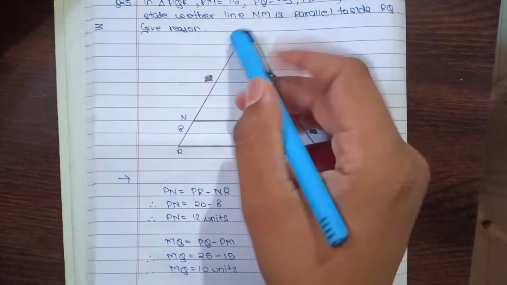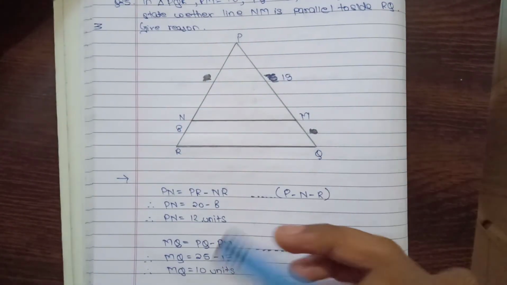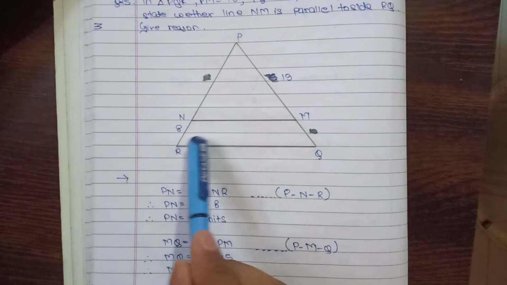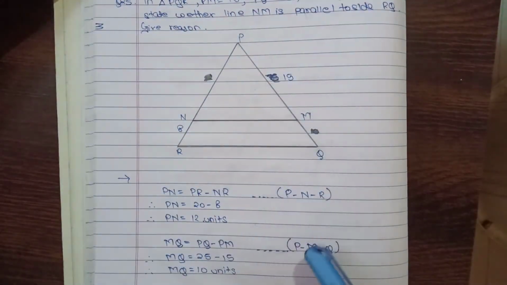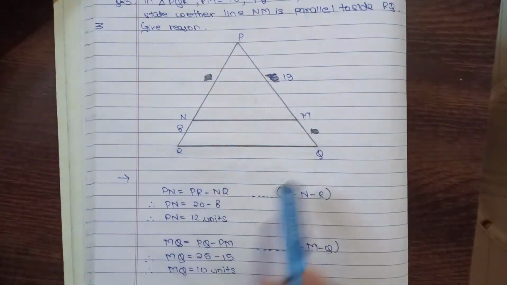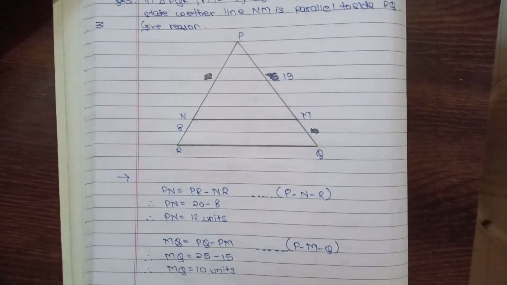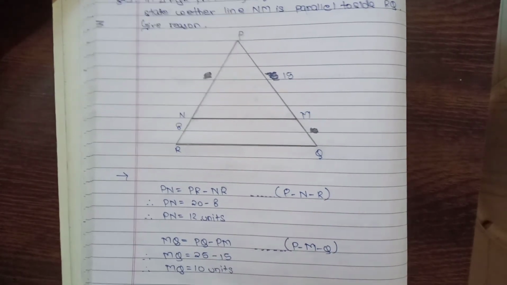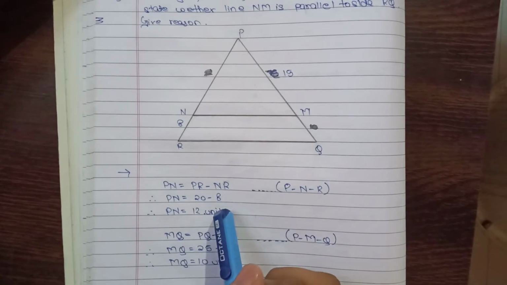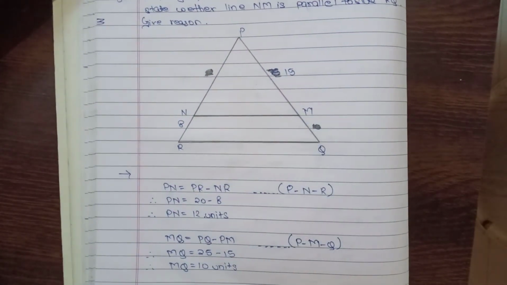First of all, PN equals PR minus NR. We all know that fact. Second, MQ equals PQ minus PM, because P-M-Q and here P-N-R are in a straight line, which are also known as points on a straight line. So here we'll find the value of PN and here the value of MQ.